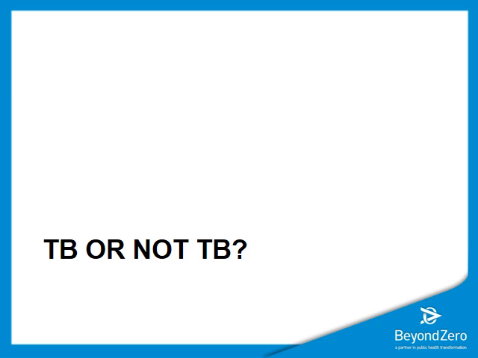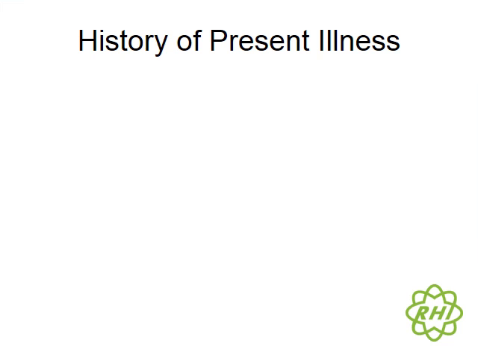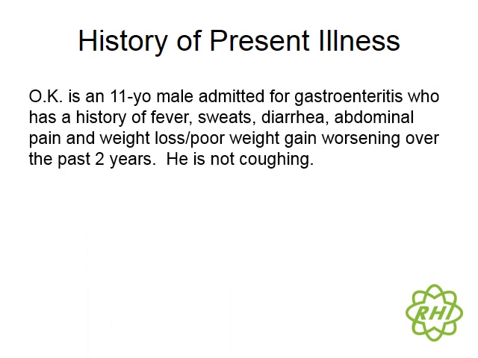So now I would like to move on to something slightly different, a completely different case, showing the challenges of diagnosing children with TB. So this is a particular little boy that is admitted. He's 11 years old. He has gastroenteritis, with a history of fever, sweats, diarrhea, abdominal pain. He's not been gaining weight. He's been worsening over the past 2 years, and he's not coughing.